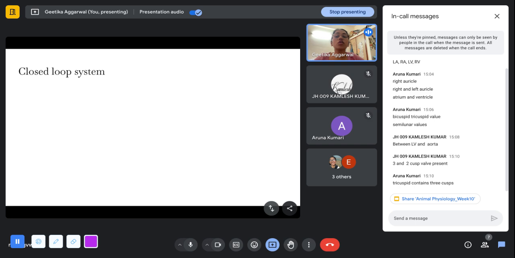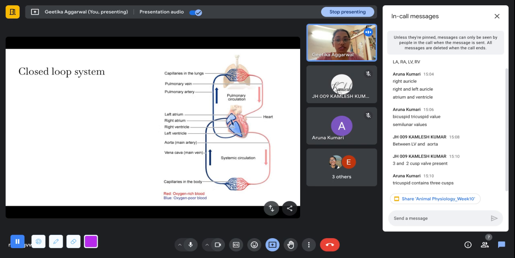So that is why it's called a closed loop system, because there is no loss of blood. However much blood enters into the heart, the same amount goes back throughout the body. So it gets circulated throughout the body and there is no loss of blood in this system. It is a closed loop system.